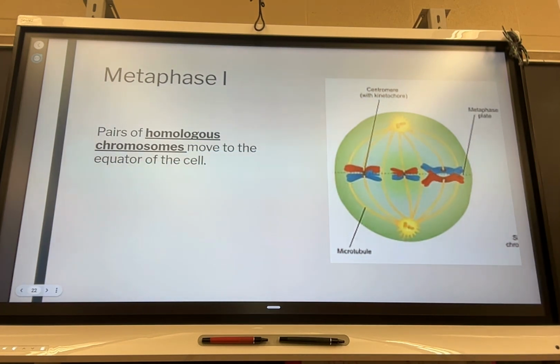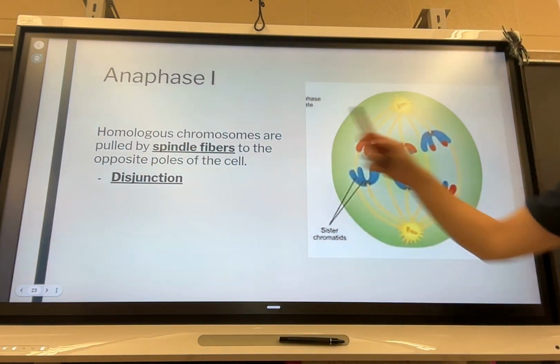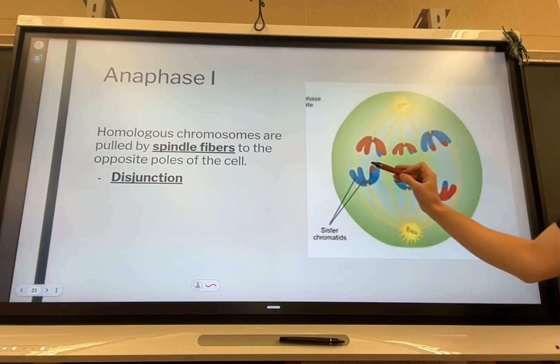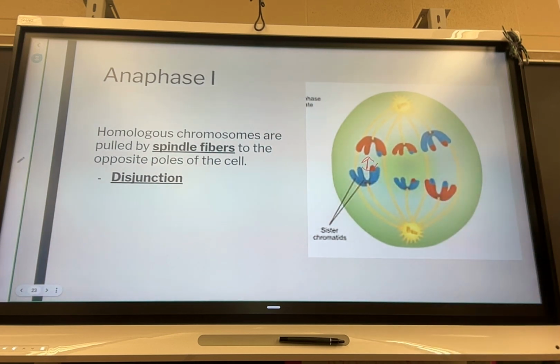Our next phase is then anaphase. So we're going into anaphase 1, guys. Like I said, instead of pulling individual chromatids apart, one chromosome is going to one side, one chromosome is going to the other side. And this is going to be disjunction. Disjunction is where we have the separation of the homologous pairs. So your dad's side chromosome is separating from your mom's side chromosome.